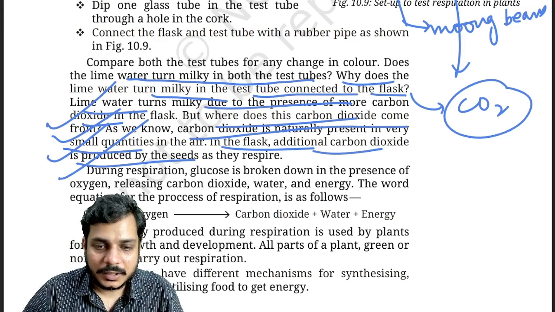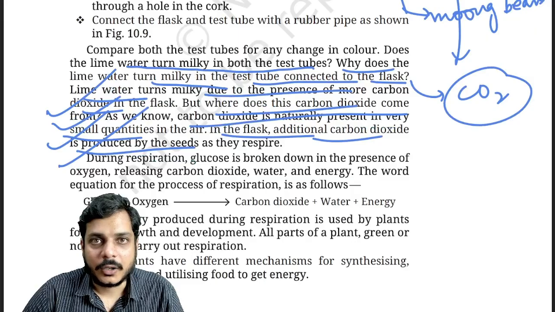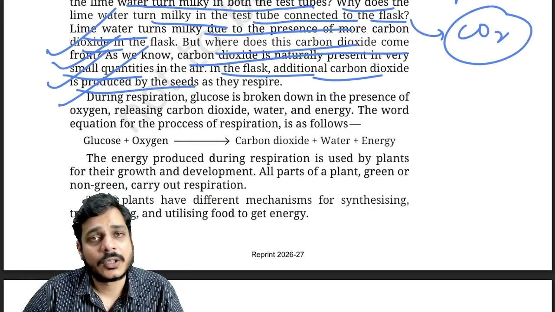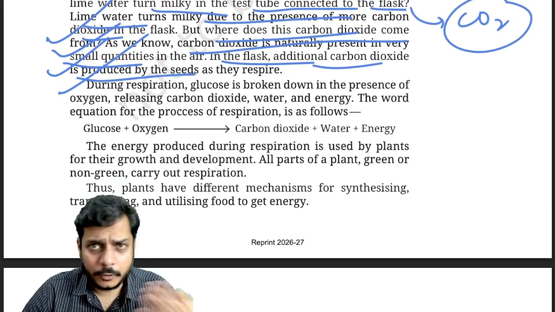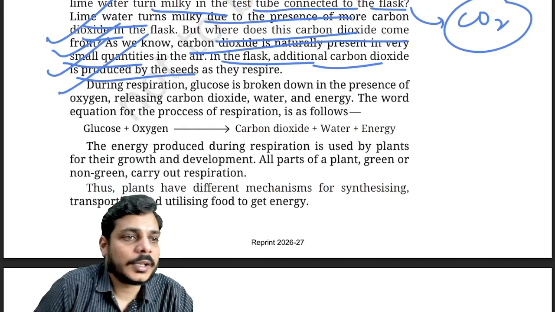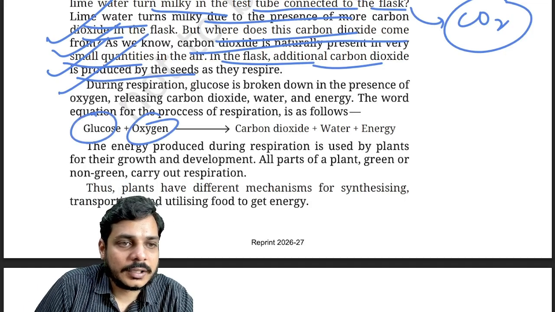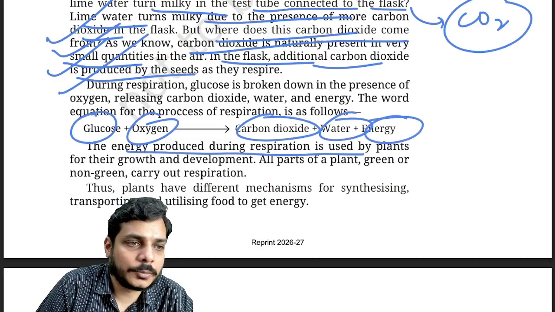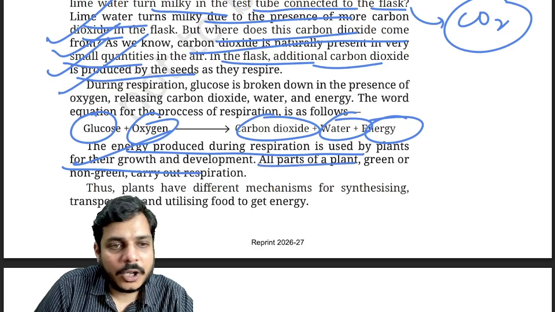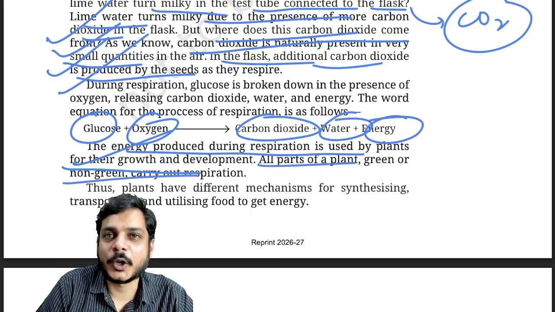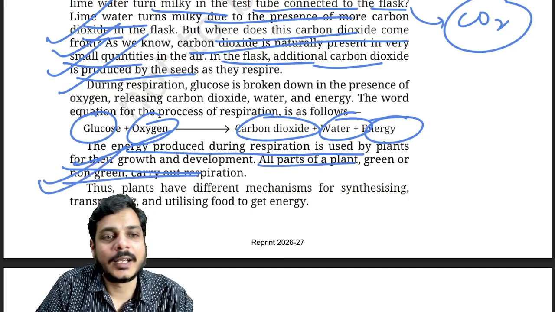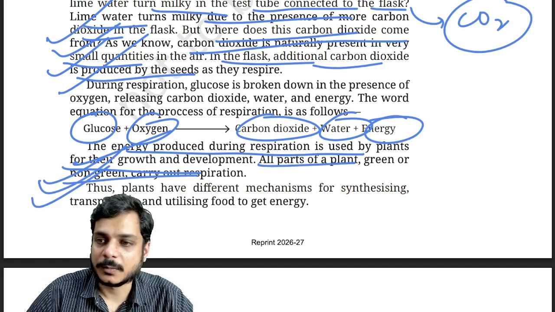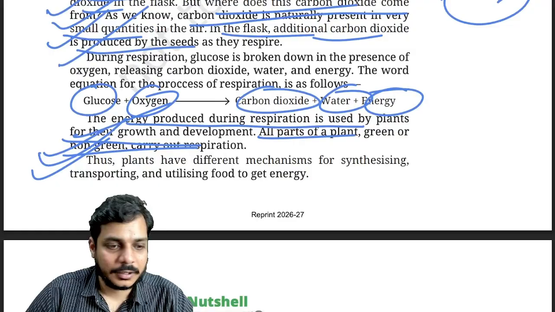Okay, so what is the equation here? We have already known that oxygen is required, and carbon dioxide is also exhaled as a process of respiration in plants, as in all other living organisms. So you have glucose plus oxygen that releases carbon dioxide, water, and energy. The energy produced during respiration is used by the plant for its growth and development. All parts of the plant, whether green or non-green, carry out respiration. Okay, so these are the different mechanisms for synthesizing, transporting, and utilizing food energy.